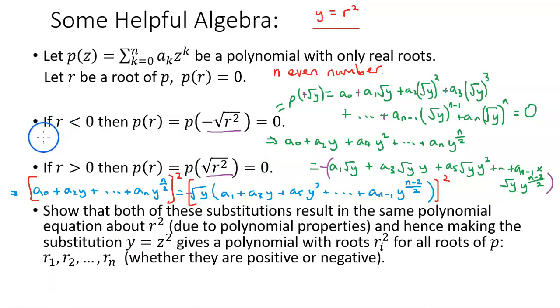And hence, it doesn't matter whether the root r was less than 0 or bigger than 0, r squared is still a solution of the polynomial equation that we get from squaring both sides of this blue equation here. Okay, so that situation we just considered the polynomial with only real roots, and so this substitution y equals r squared means that either r equals the positive square root of y or r equals the negative square root of y, and there are no other possibilities. Next we're going to look at the complex case.